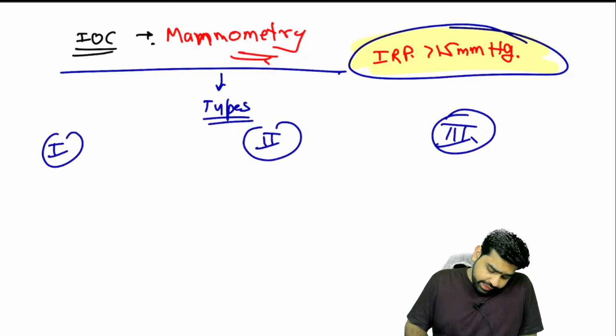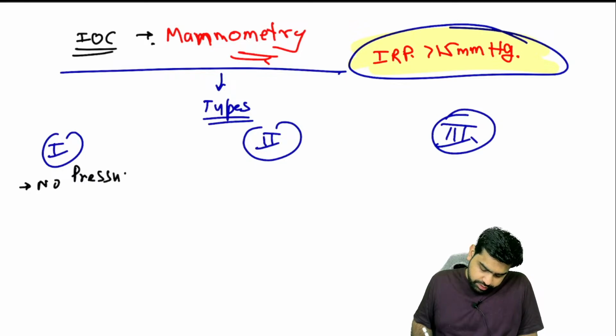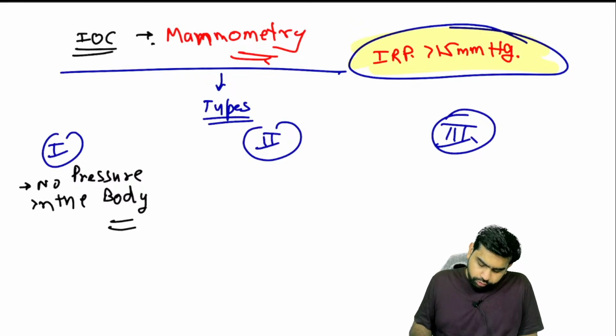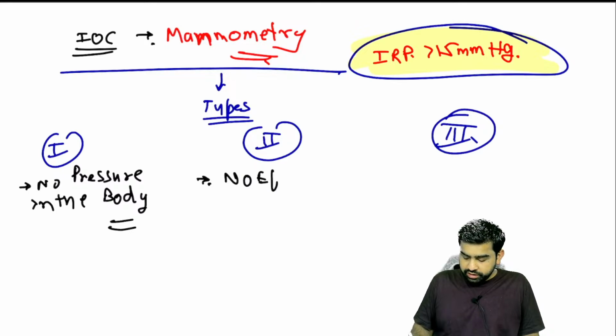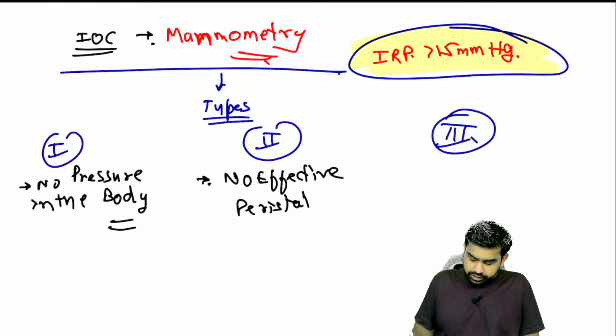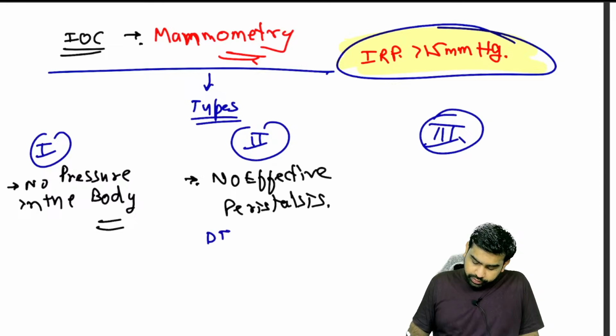Now in type 1, there is no pressure generated in the body of the esophagus. In type 2, there is a pressure generated, but there is no effective peristalsis. The pressure generated is referred to by the DCI, which is less than 450 millimeters of mercury.